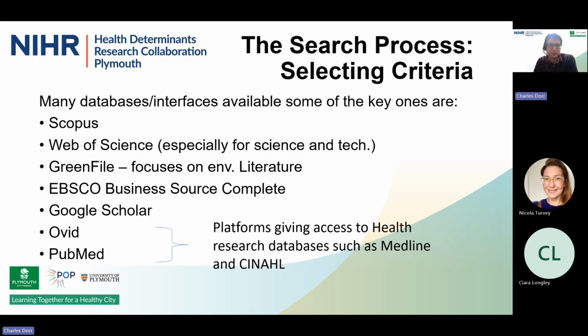And from a sort of health perspective, Ovid and PubMed are useful platforms for searching medical research databases like Medline and CINAHL. And of course, there's also Google Scholar.